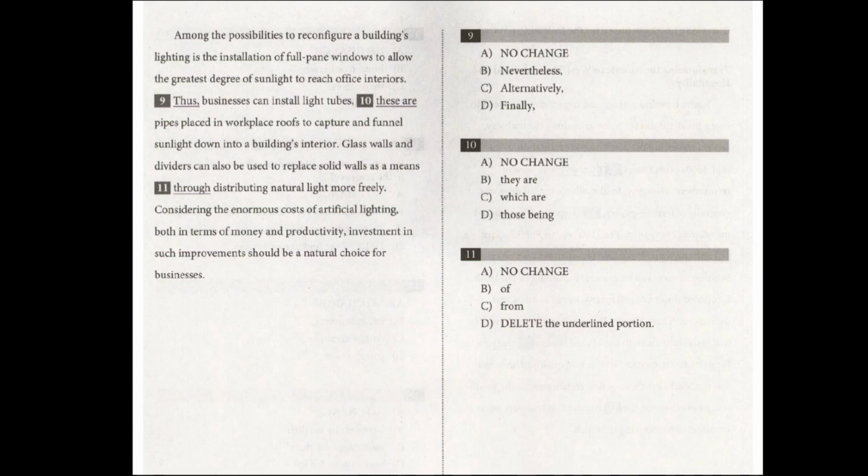Question number 11 is about the sentence that reads, "Glass walls and dividers can also be used to replace solid walls as a means through distributing natural light more freely." The correct answer to this question is choice B, "of," because "of" is the only word that can follow the word means to form the idiom "means of."